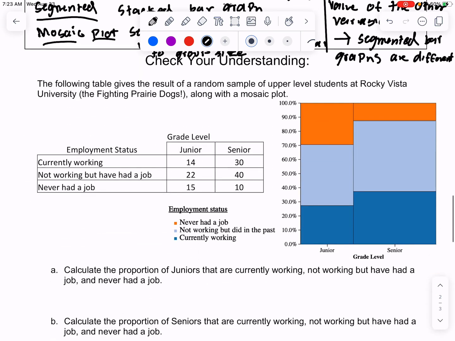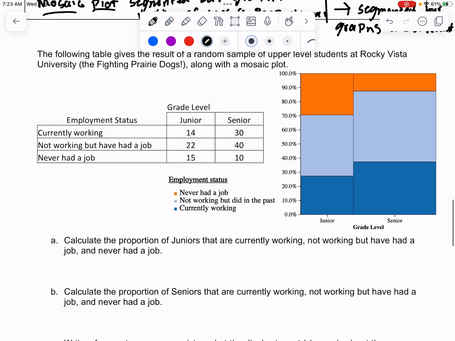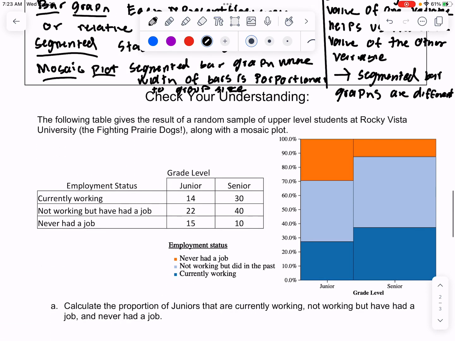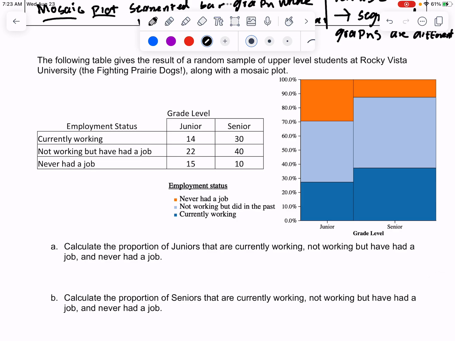Okay, so let's do some exercises. I would advise trying to pause these and do these on your own and then use the video to check. Okay, so the following table gives the results of a random sample of upper-level students at Rocky Vista University, the Fighting Prairie Logs, along with the Mosaic plot. They asked juniors and seniors, and the results are below. We would need to calculate the proportions of juniors that are currently working, not working but have had a job, and also never had a job. So we need to do all three.